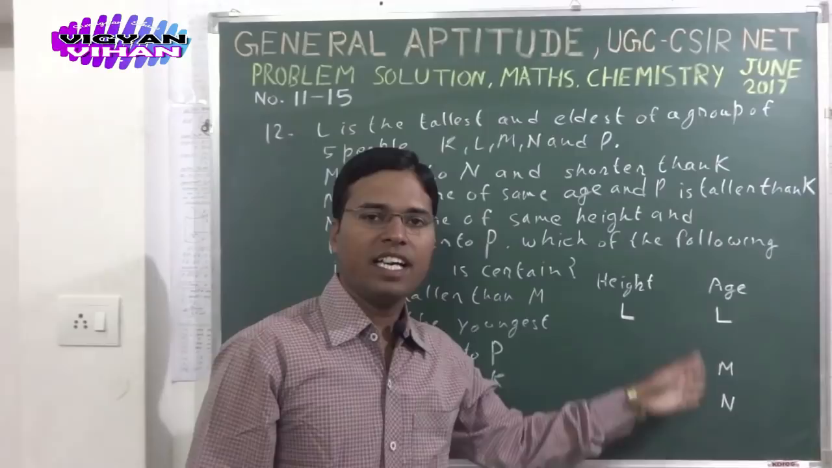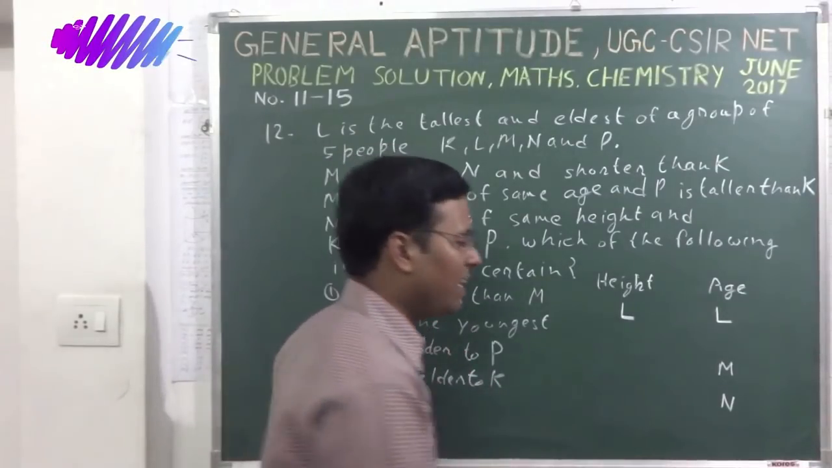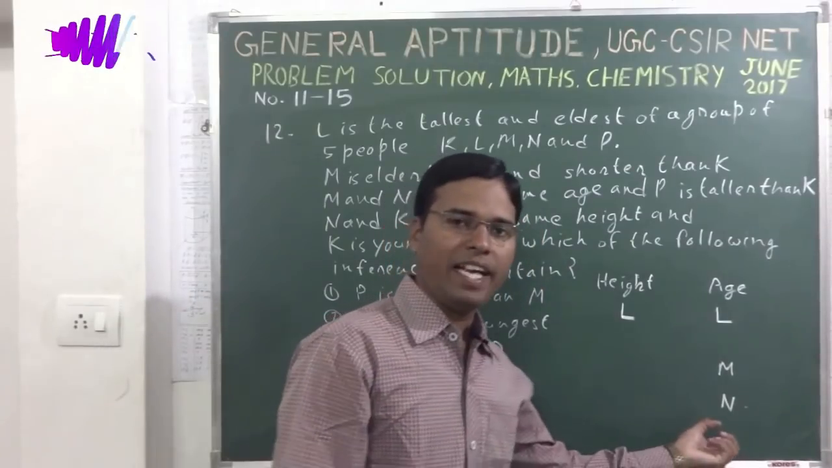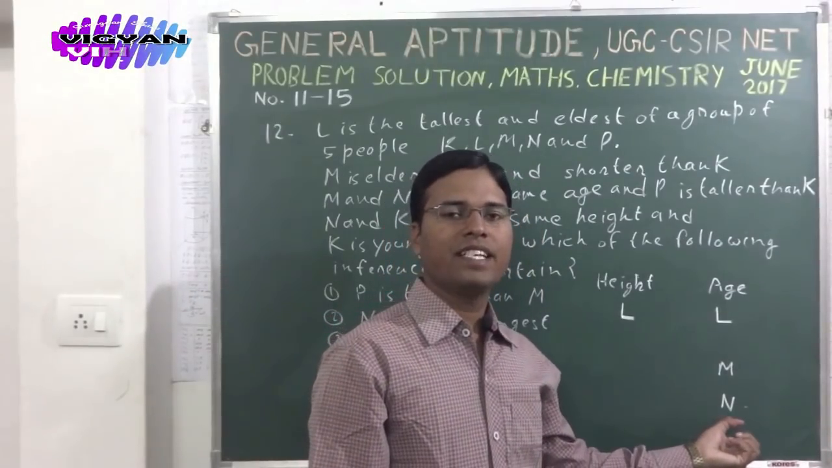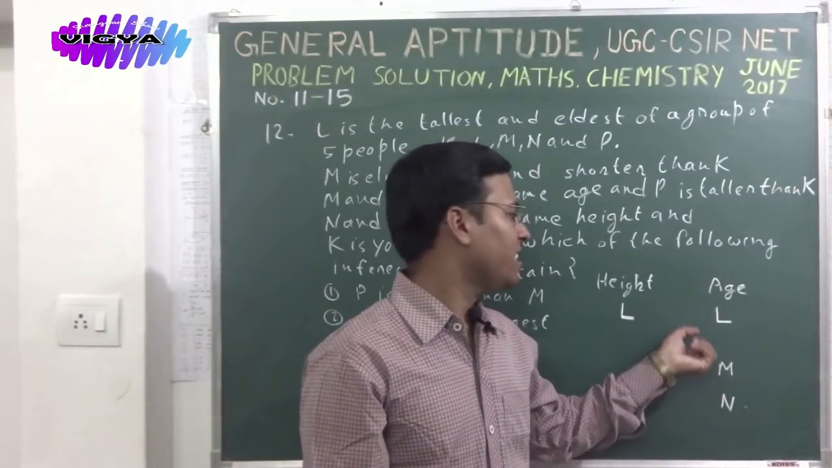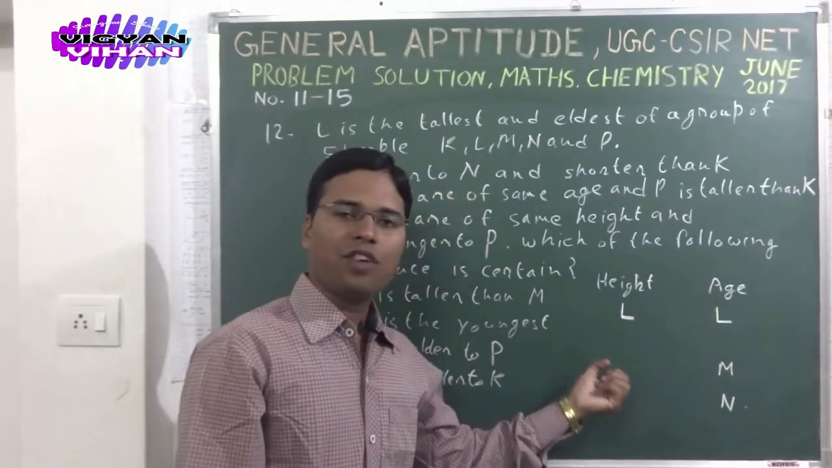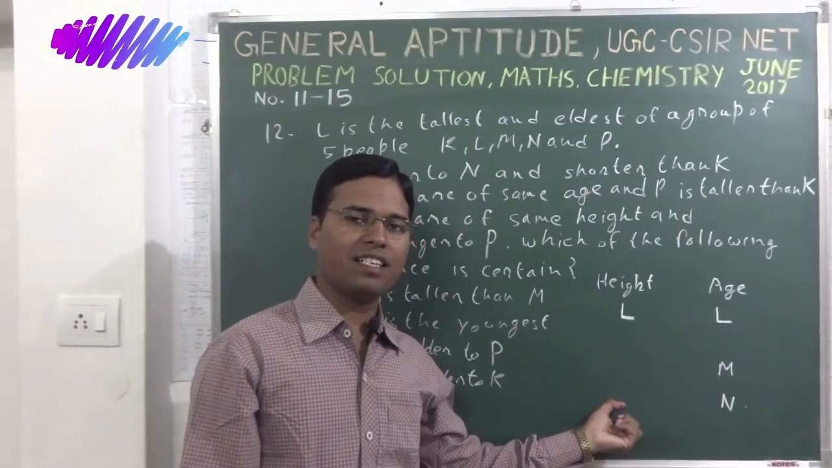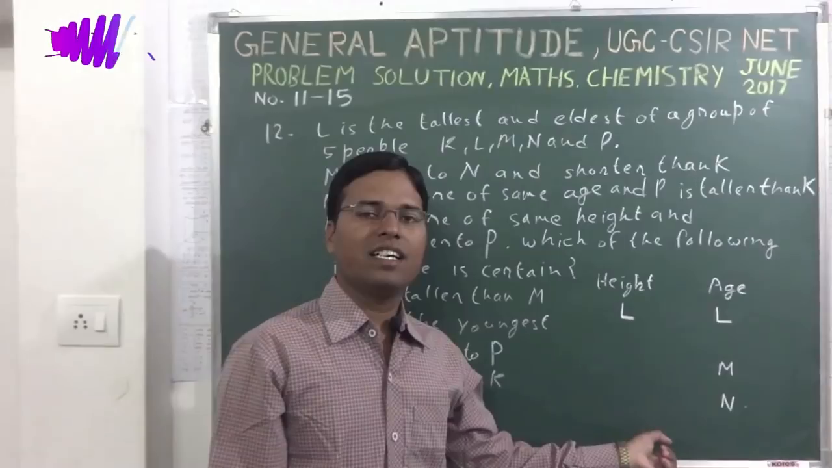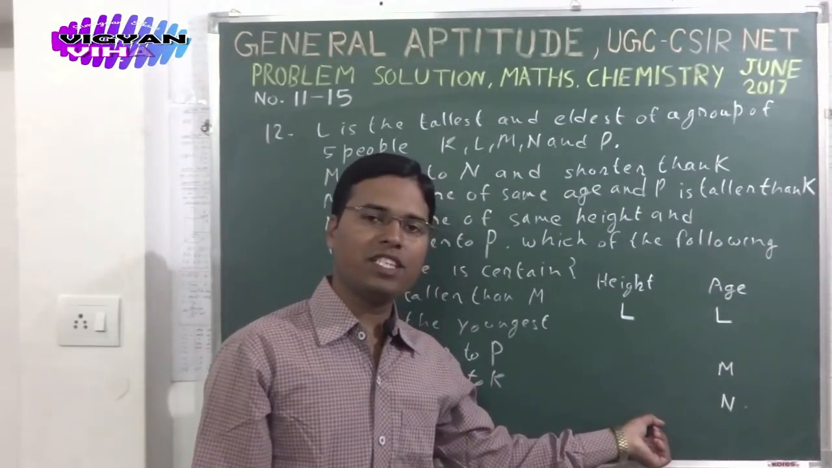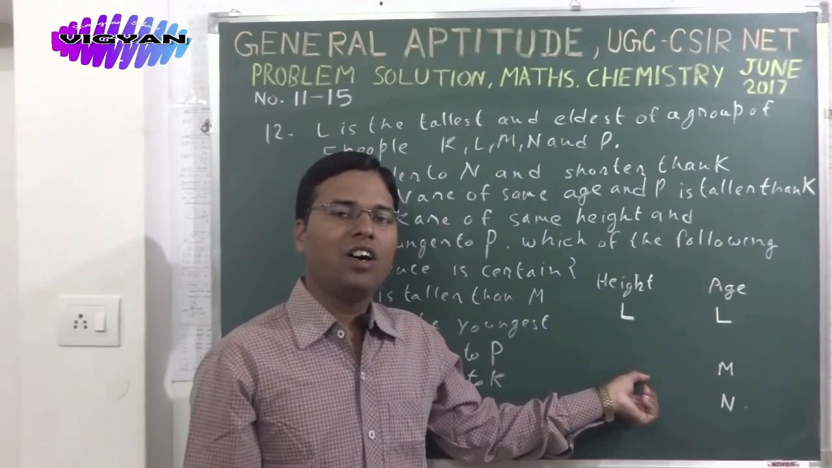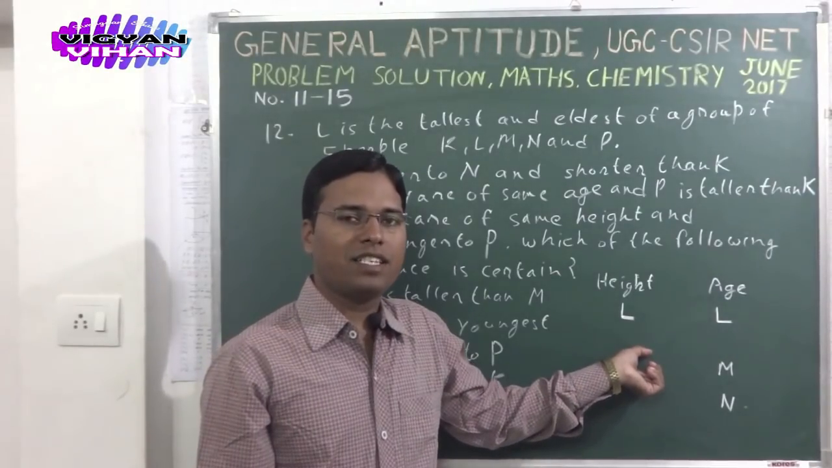In the series we are making, the lowest place is for the youngest person, and in ascending order their age is increasing. For height, the same condition applies: the shortest person will be at the downmost position, and the taller person will be on the upper positions.